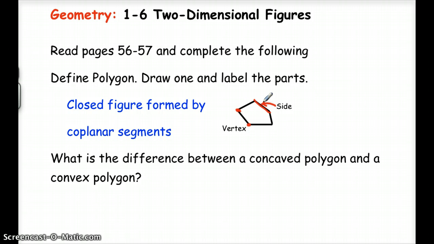What is the difference between a concave polygon and a convex polygon? I think of concave as if I put a cake in the oven and I take it out. What happens with my cake if I take it out too early? It caves in. So a concave polygon is really a caved in polygon. There's my cake, and it's caved in. Convex would not have a caved in area. All of the edges would be sticking out.